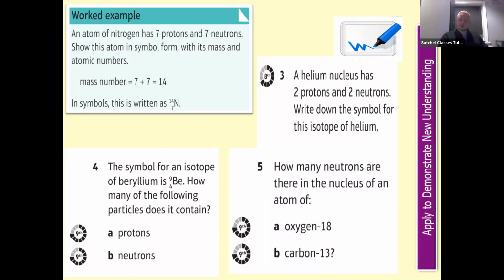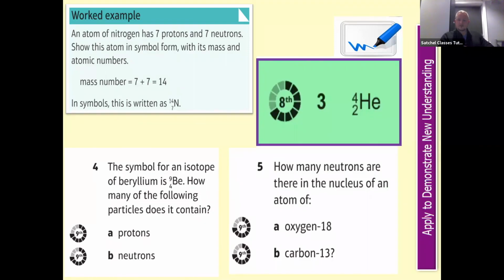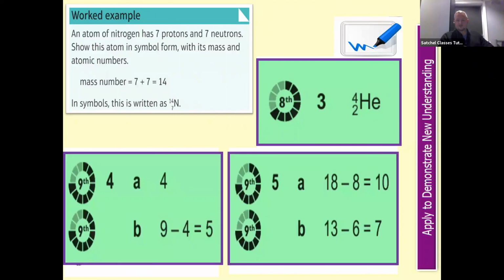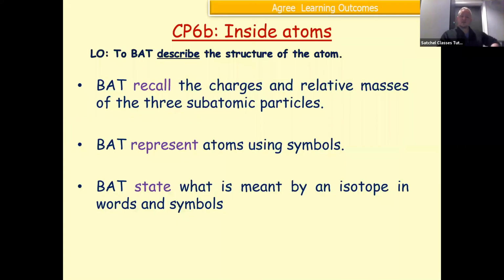Carbon 13, we discussed it before, but even if we can't remember, we can look at the periodic table and find its atomic number is 6. Its mass number is 13. So 13 take away 6 leaves us with a neutron number of 7. And this is what we find. So that's the last thing. State what's meant by an isotope in words and in symbols.